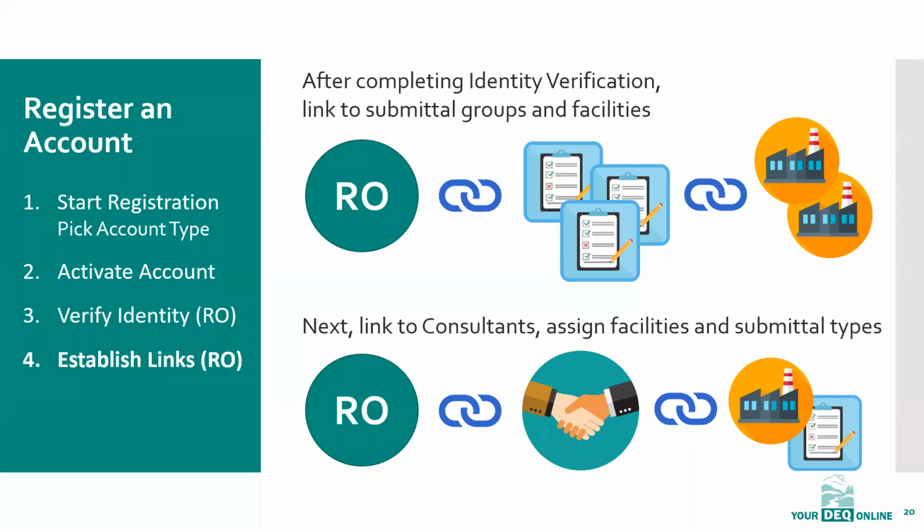Let's say there are different submittal types. Maybe one RO uses these 3 submittal types. Another RO uses a different 5, but maybe there's overlap. That's all okay. So what you'll focus on is, what do I need to do to set up the links for my facility and my submittal type, or multiple.